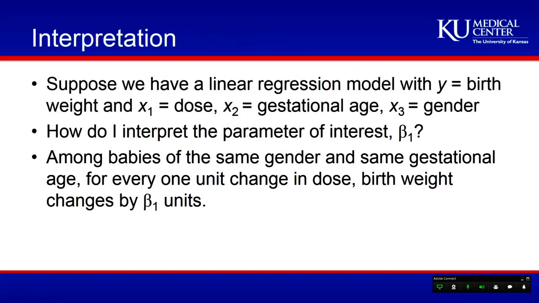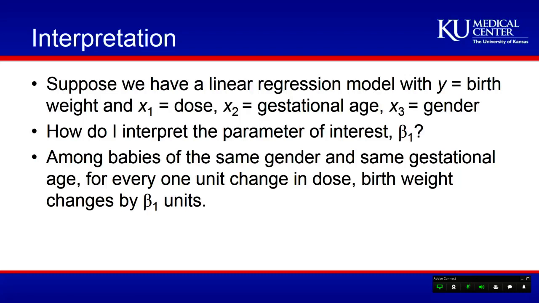In general, though, we have to be careful about how we frame our interpretation when we have multiple variables in a model for Y. Suppose we have a linear regression model. In this case, it's a multivariable linear regression model, sorry. And our outcome is birth weight, and we have a couple of predictors. The predictor of interest is dose. I'm giving a dose of a supplement to mothers, and I have a placebo and, let's say, a couple of increasing doses.